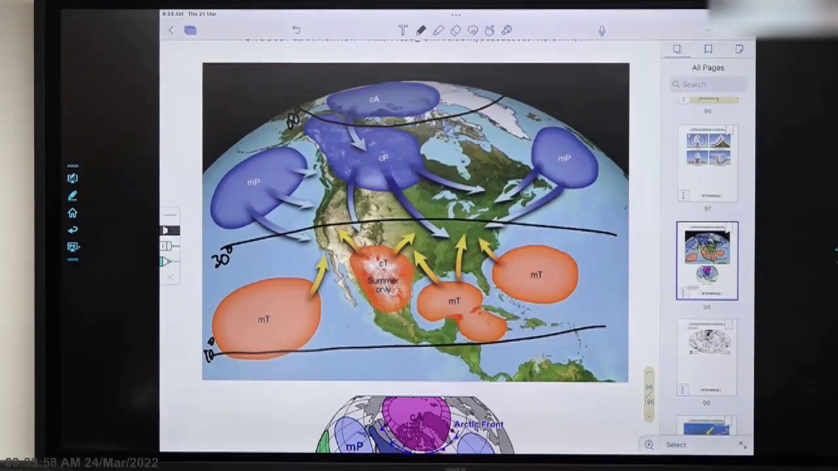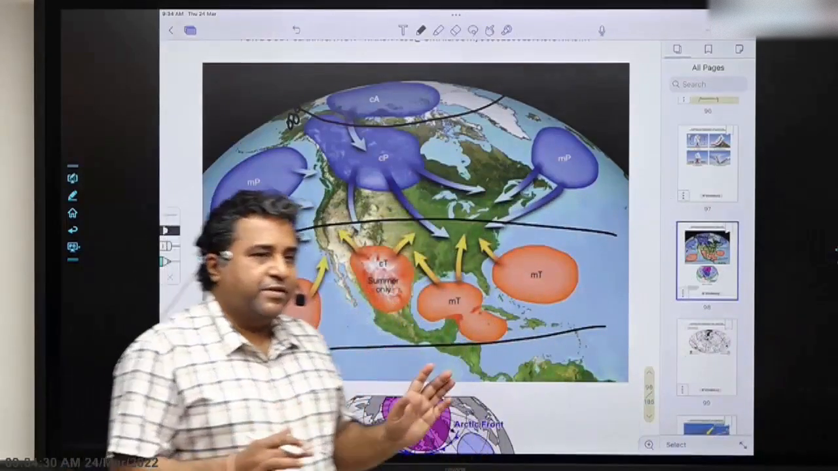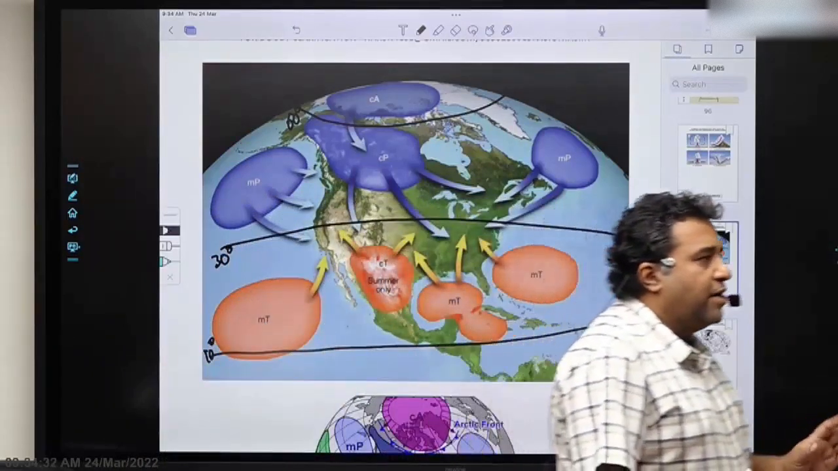So around 60 degree you find continental Arctic, continental polar and maritime polar over the oceans in the Pacific and the Atlantic. And similarly, when you come to tropical region, 30 degree and equatorwards, there you find maritime tropical over the oceans and continental tropical over the land, that Mexico wala region. Can you see? ठीक है? So this way you have different air masses. Is this clear? Broadly, आगे बढ़ सकते हैं?